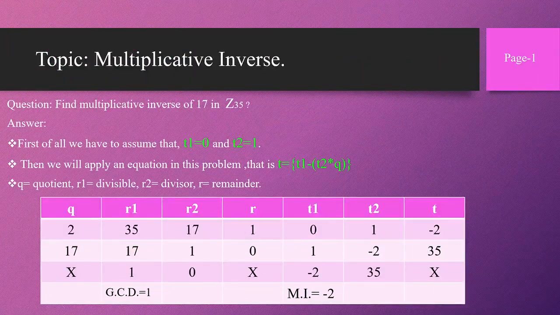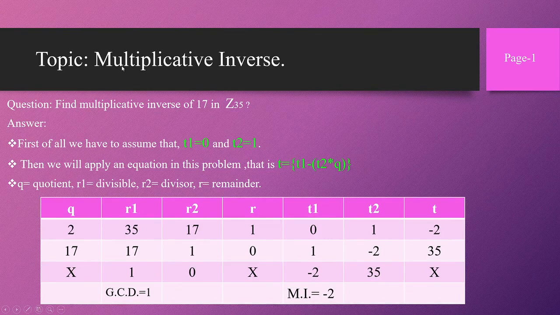Let's start our presentation. Today's topic is multiplicative inverse. Find the multiplicative inverse of 17 in Z subscript 35. Answer. First of all, we have to assume that t1 is equal to 0 and t2 is equal to 1. Then we will apply an equation in this problem, that is t is equal to t1 minus t2 into q.